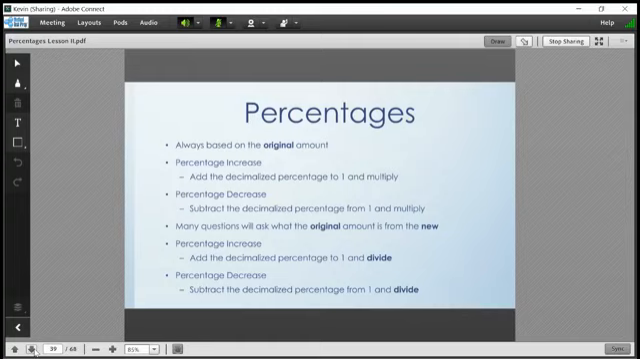However, since I'm going from the new to the original, which is the opposite of going from original to new, I'm going to do the opposite of multiplication, and I'm going to divide. So again, if I do a percentage increase, I add the decimalized percentage. If I do a percentage decrease, I subtract the decimalized percentage. If I'm going from original to new, I always multiply. If I'm going from new to original, I'm always going to divide. And if you keep it that simplistic, it's going to make some of these questions much more straightforward.